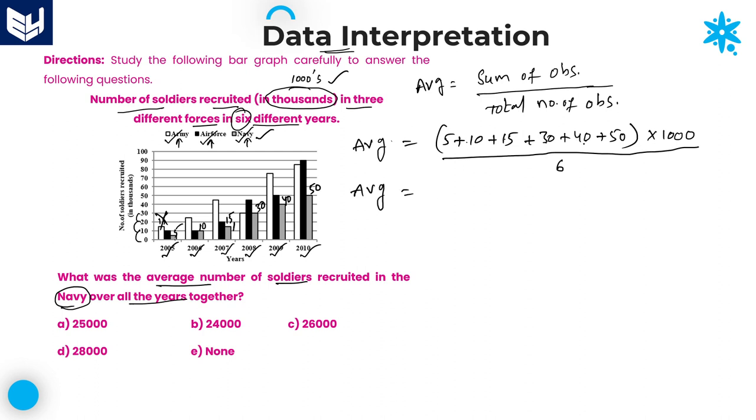Now you can add all these values. 50, 40, 90; 90 plus 30, 120; 120 plus 10, 130; 130 plus 20, 150. 150 into 1000 divided by 6. Here you can cancel the 6 table and 150. 6 twos are 12 and 3 is left over, 30; 30 means 6 fives. 25 into 1000, which is equal to 25,000. That is the average of soldiers recruited in the Navy over all the years together. 25,000 is the right answer for this question. Among the options, option A is the right answer.